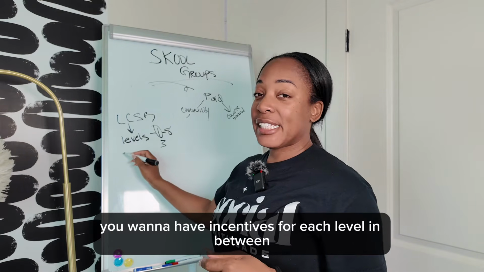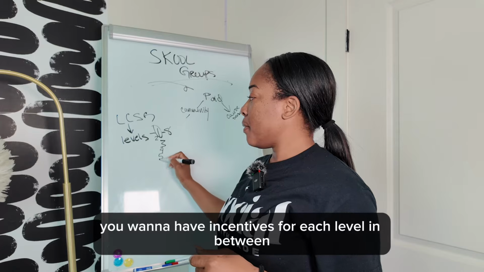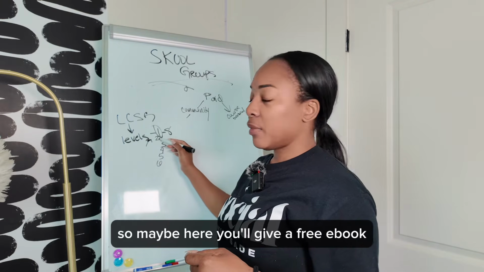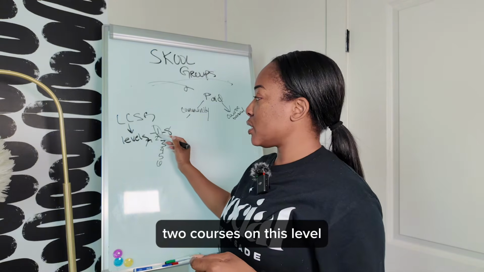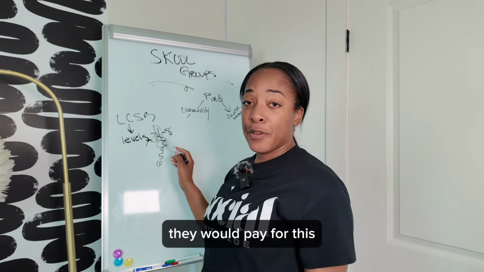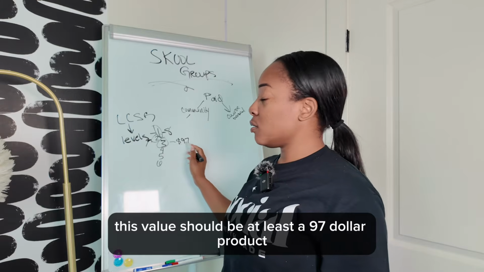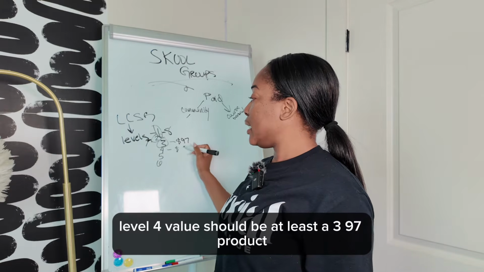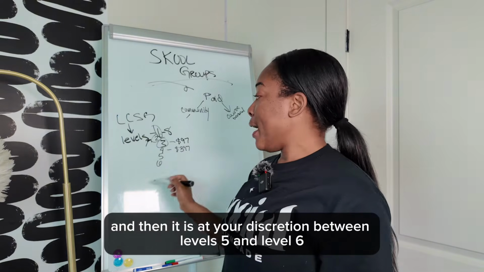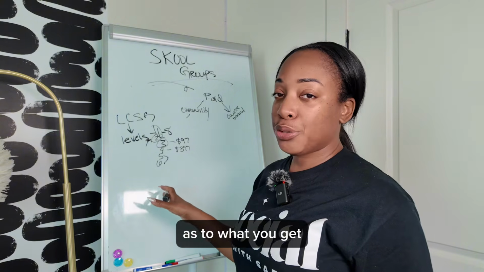You want to have incentives for each level in between. So maybe here you'll give a free ebook, 2 courses on this level. Maybe here you'll give something that people really, they would pay for. This value should be at least a $97 product. Level 4 value should be at least a $397 product. And then it is at your discretion between levels 5 and level 6 as to what you get.